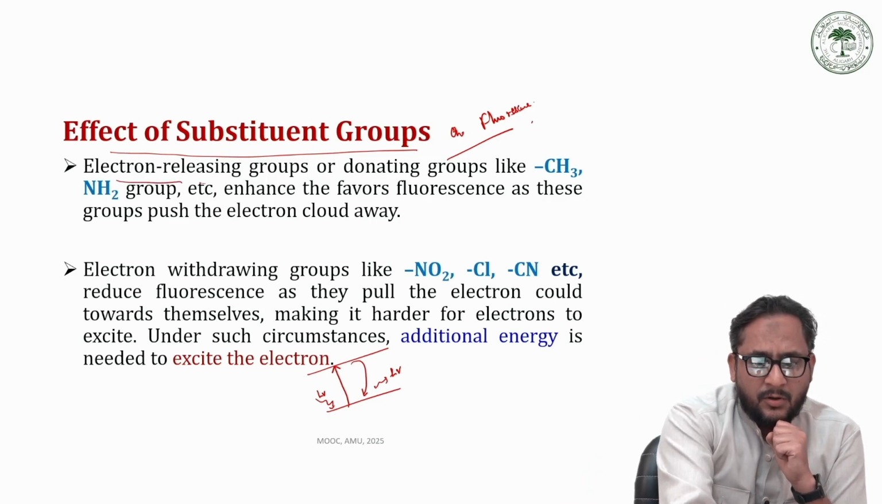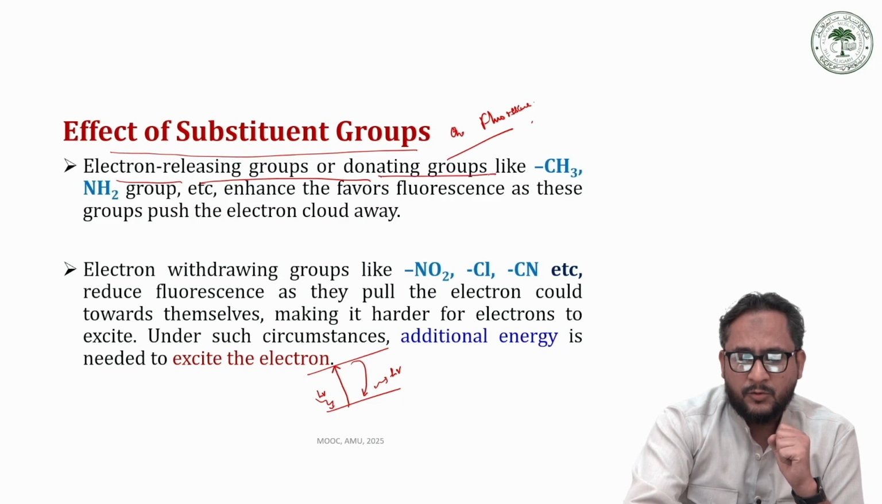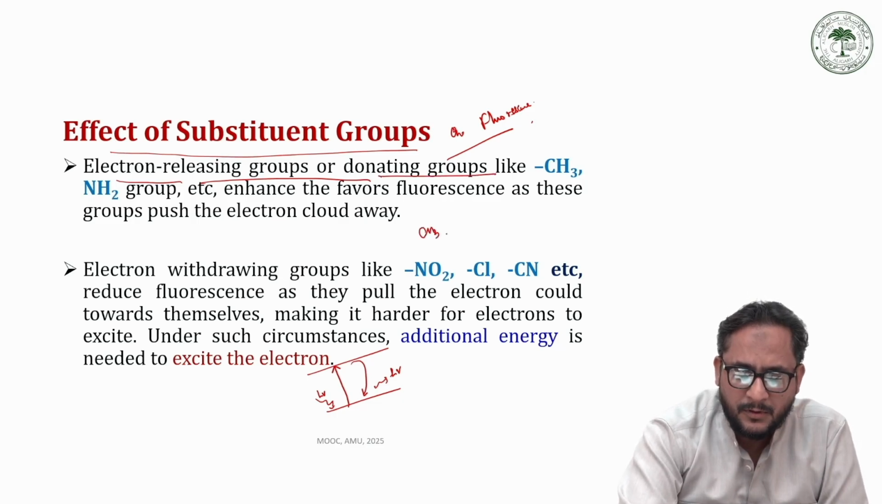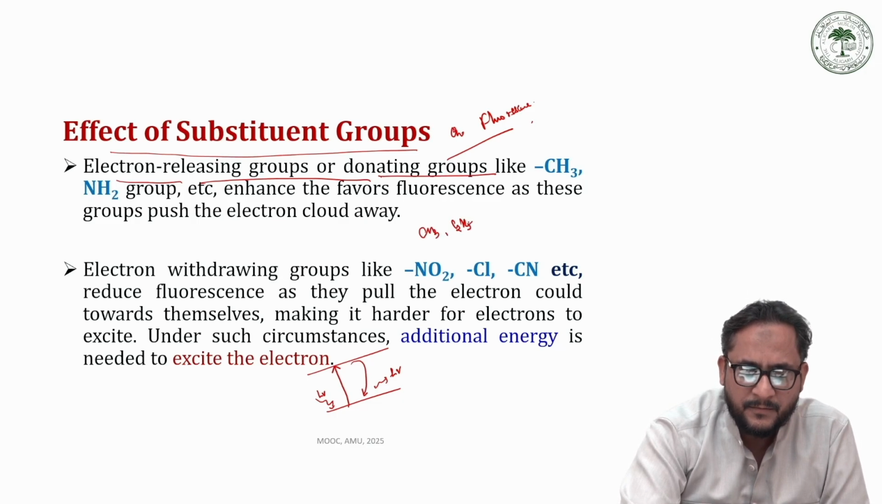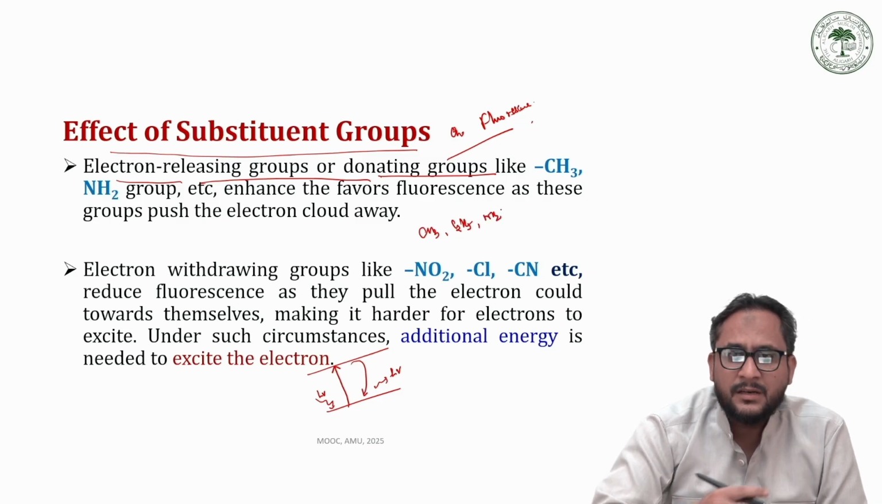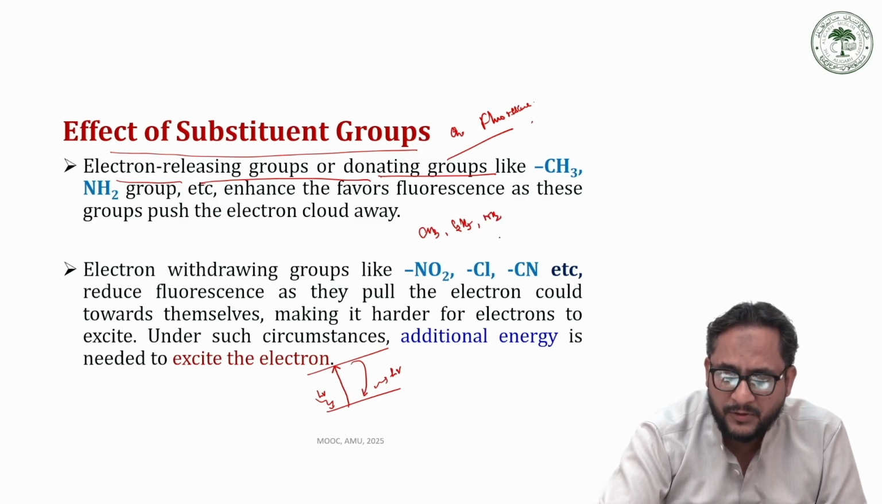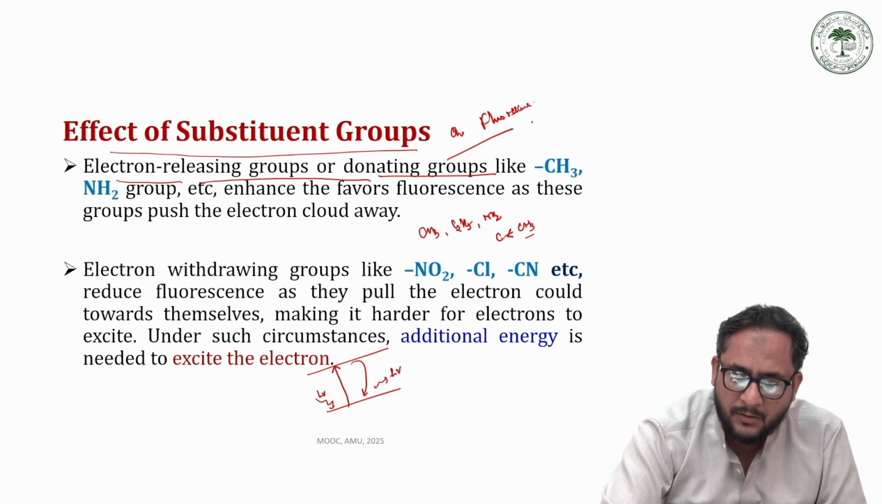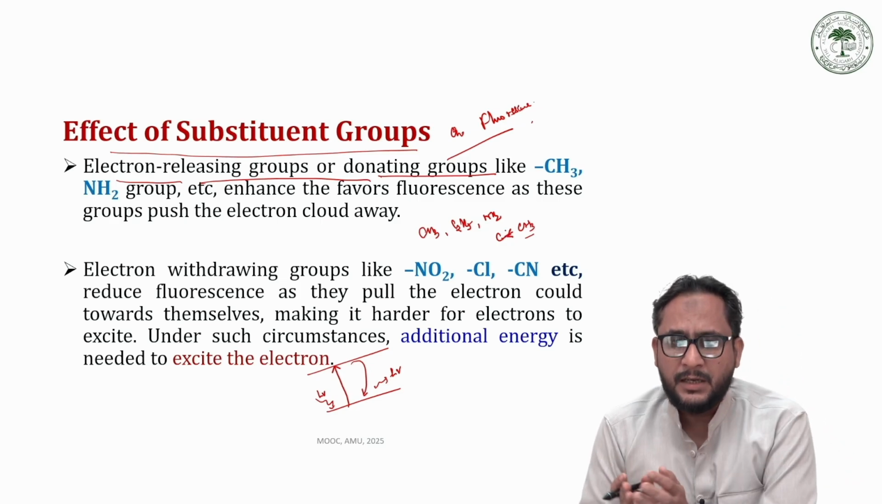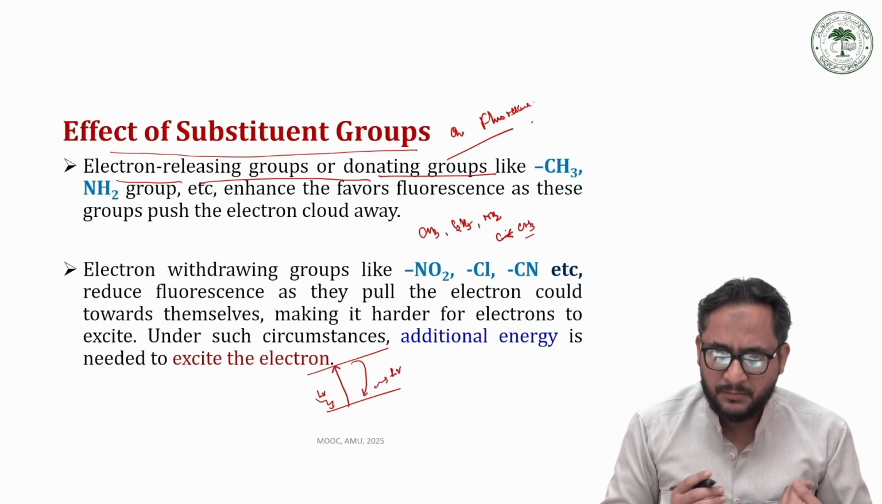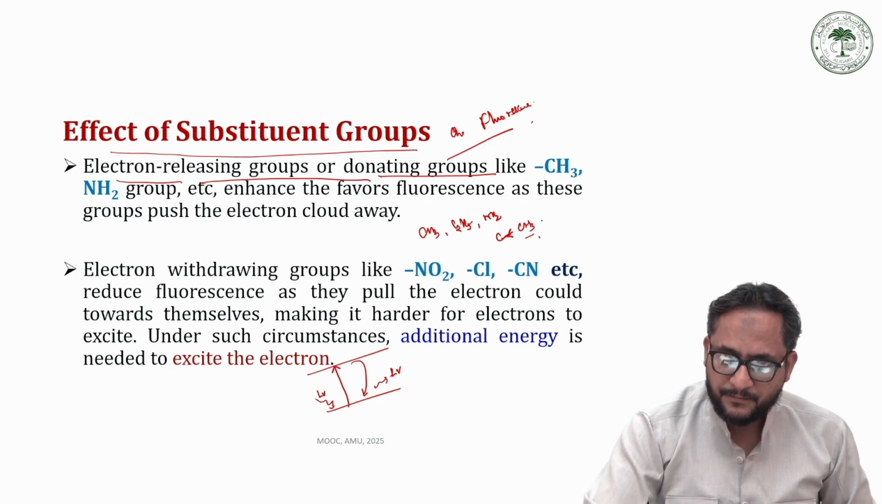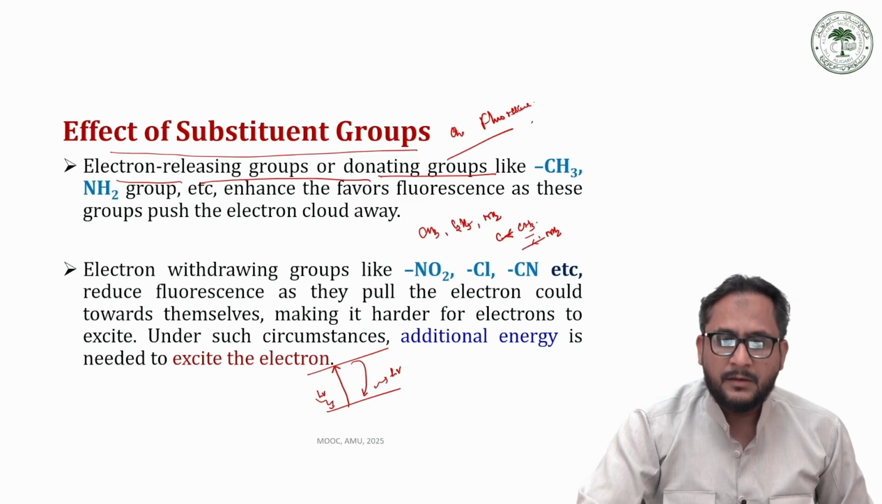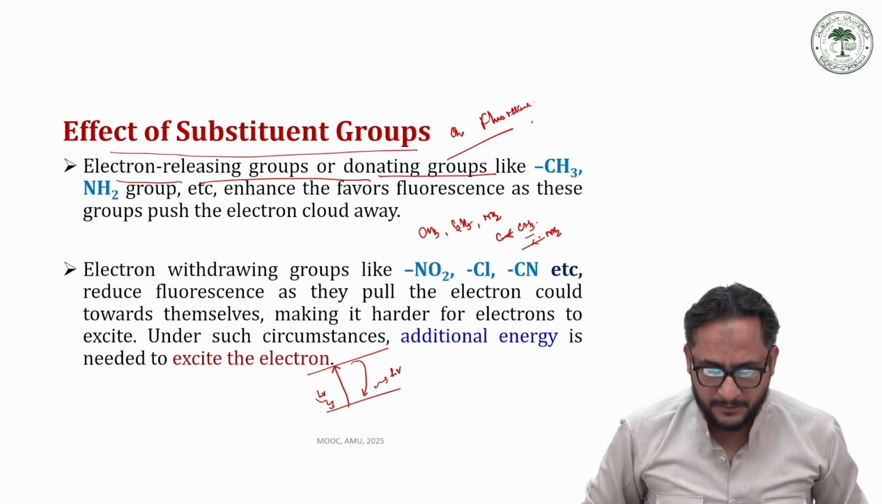So, as you all know, electron releasing groups or electron donating groups include alkyl groups like CH3, C2H5, and groups like NH2. For example, if a carbon is attached to a methyl group, then we show an arrow towards the carbon. This means that the methyl group is transferring electrons towards this particular group. Or if NH2 is attached, it also releases electrons towards the other side.